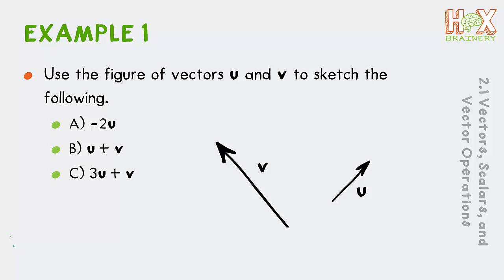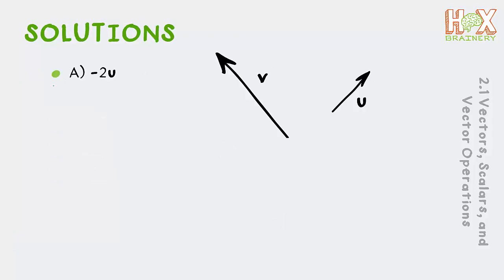Since scalar multiplication and vector addition are really important for this chapter, I want to go ahead and do a few examples. For example 1, we want to use the figure here of vectors u and v to sketch the following. For part A, we want to find negative 2u. I'm actually not using vector v at all. And before I find negative 2u, I'm just going to find negative u.